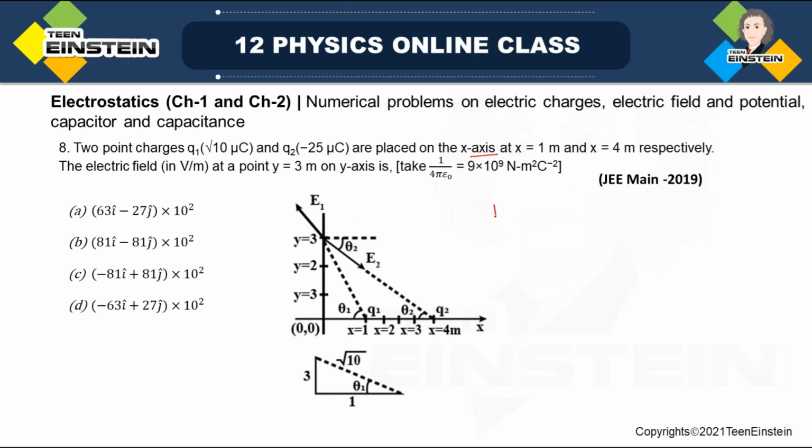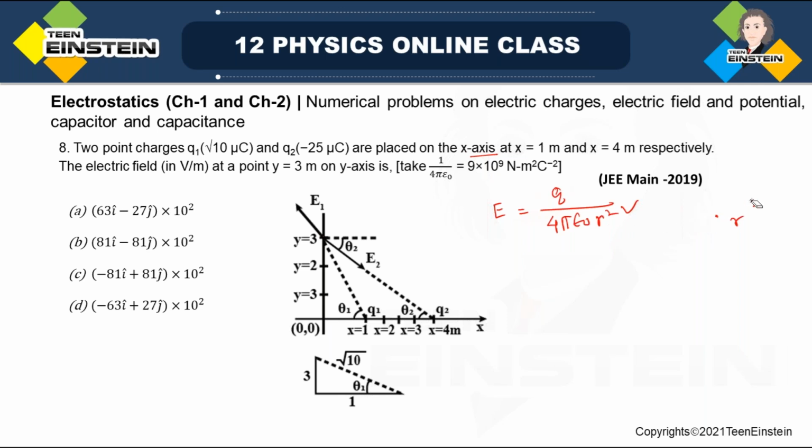So what we know, electric field can be calculated using this formula. If you know the charge, you can find out the electric field at any point r, and the formula will be E is equal to Q by 4 pi epsilon naught into r square. Suppose you have a point charge Q, and you are calculating the electric field at a point at distance r. So this is the formula to find out the electric field.